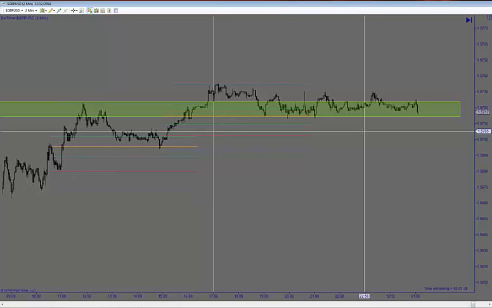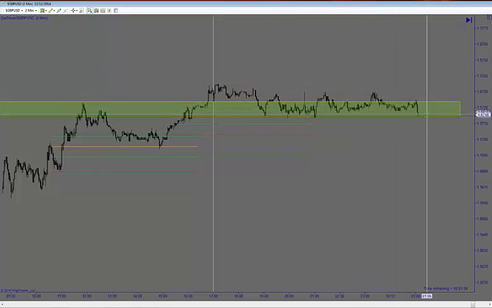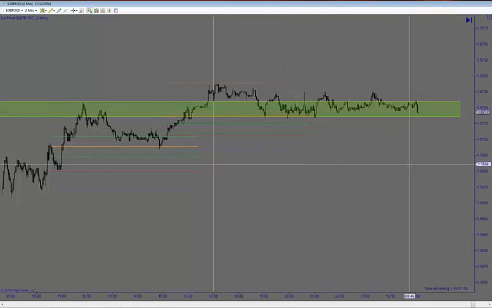Okay, and what we expect. I want you to see how structure plays out. We made a lower high here. Okay, so now our expectation is for us to break to the downside from this rectangle.